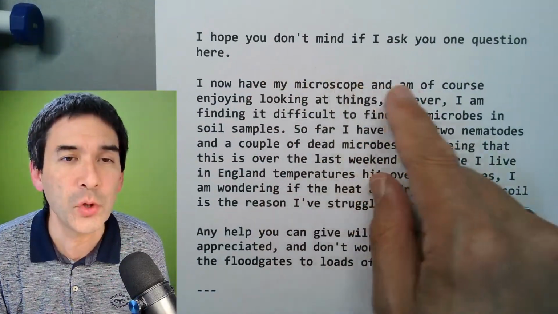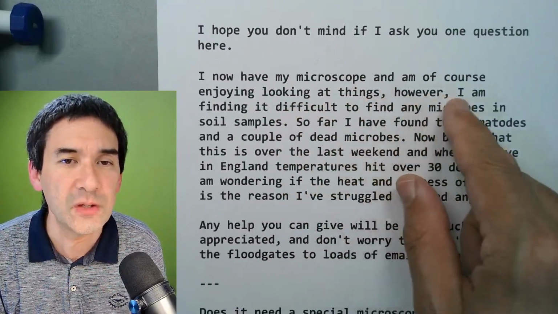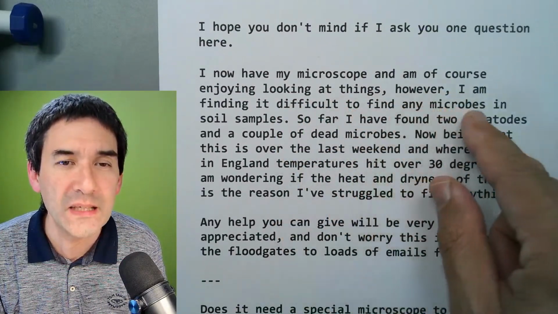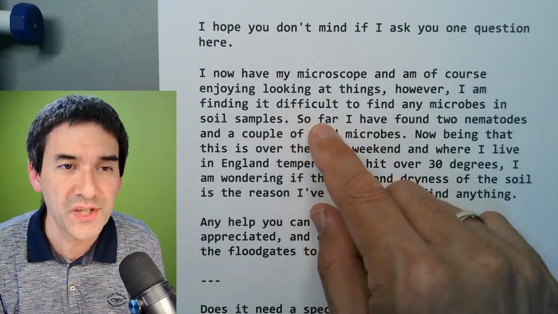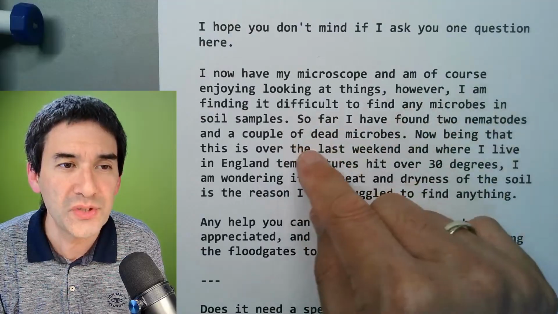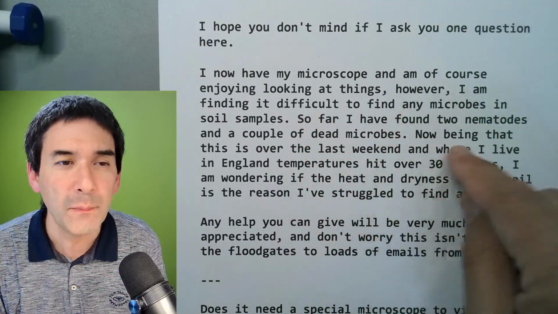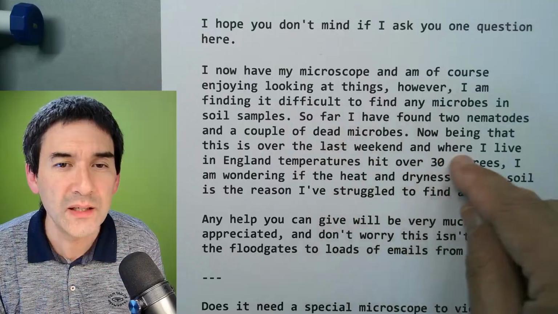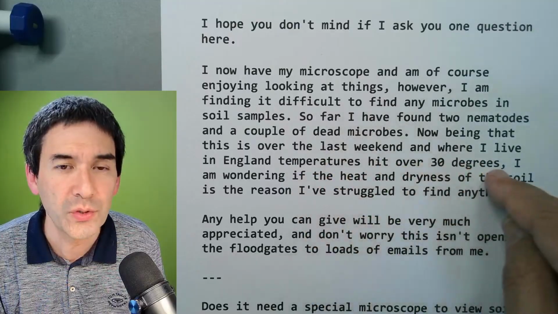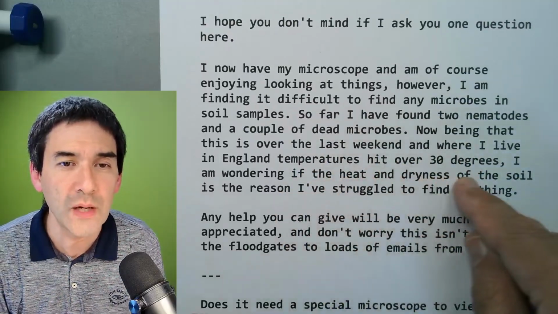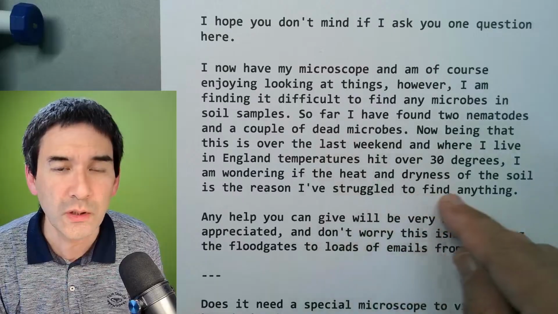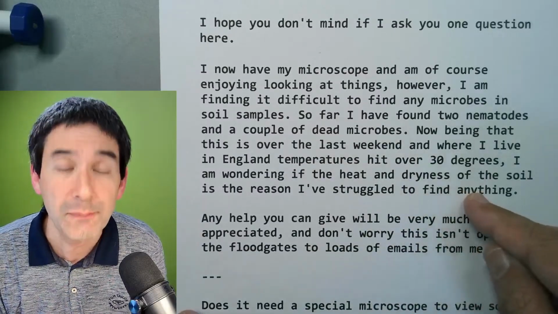And now I have my microscope and I'm of course enjoying looking at things. However, I'm finding it difficult to find any microbes in soil samples. So far I have found 2 nematodes and a couple of dead microbes. Being that this is over the last weekend and where I live in England, temperatures hit over 30 degrees, I'm wondering if heat and dryness of the soil is the reason I've been struggling to find anything. Short answer is yes, but not only.